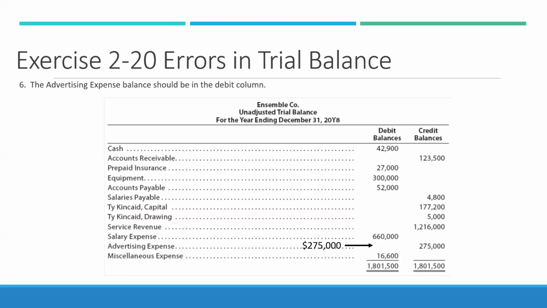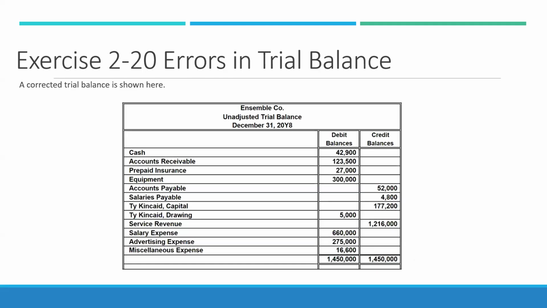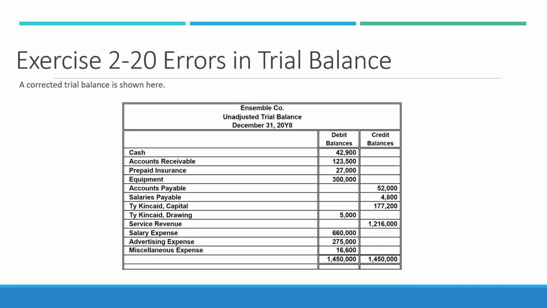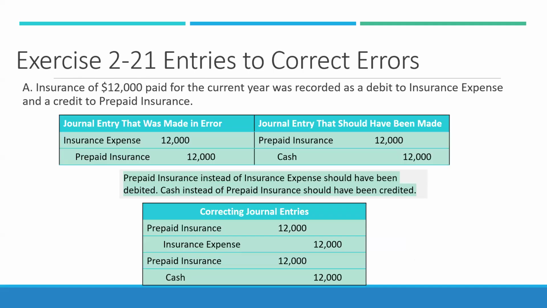And then once we add things up correctly and shift the accounts to where they need to be, then it does balance properly at 1.45 million. Now we're going to go over some more entries to correct errors.